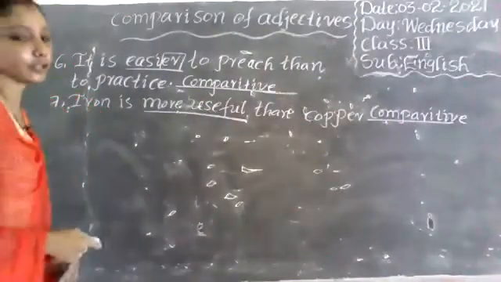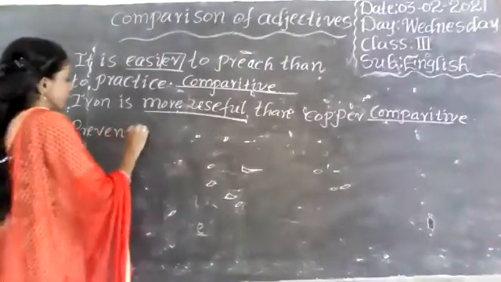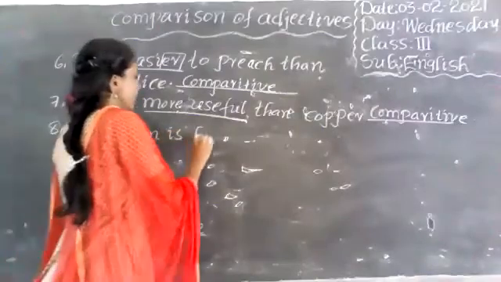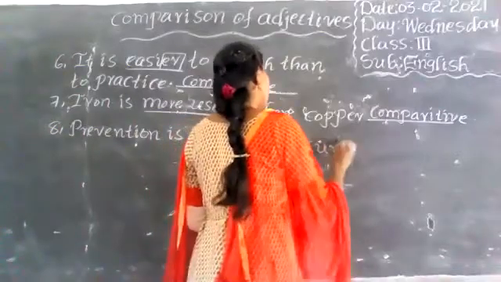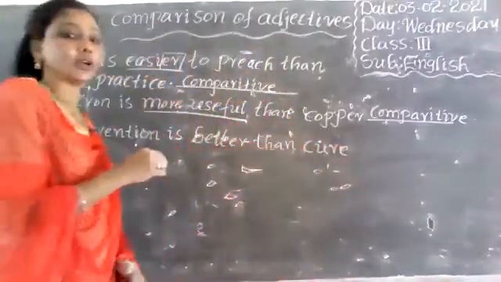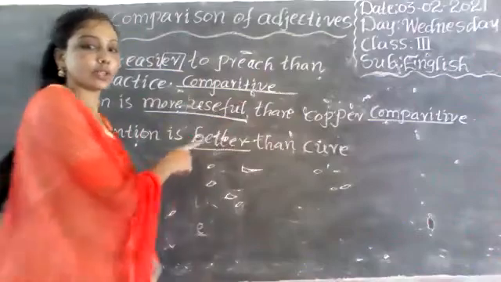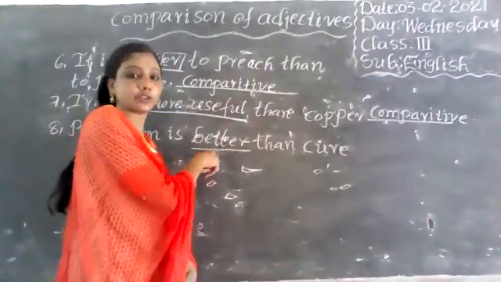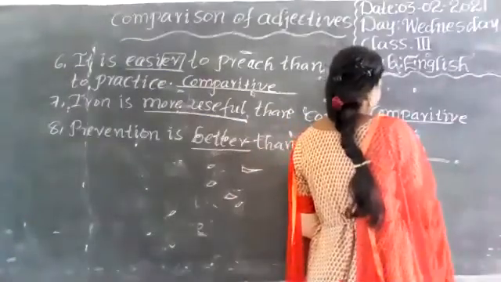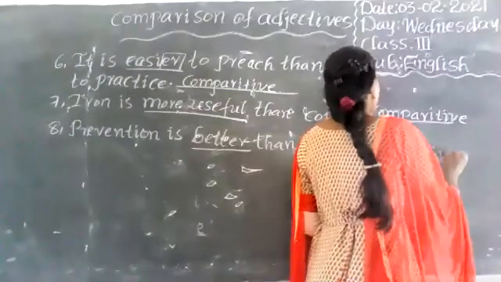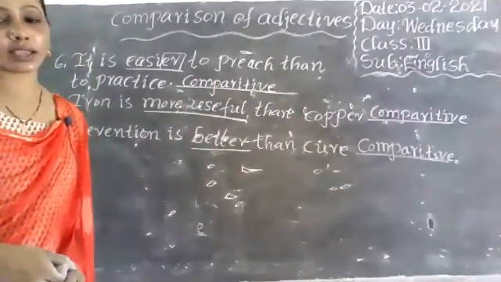Prevention is better than cure. Okay. Prevention is better than cure. Let's look at here. Good, better, best. So the adjective in the given statement is a comparative adjective. So what do we have to write here? Comparative. Okay. Next one. The longest line has a turning.